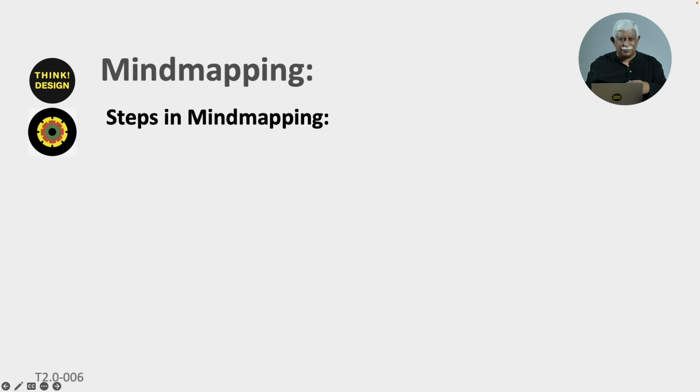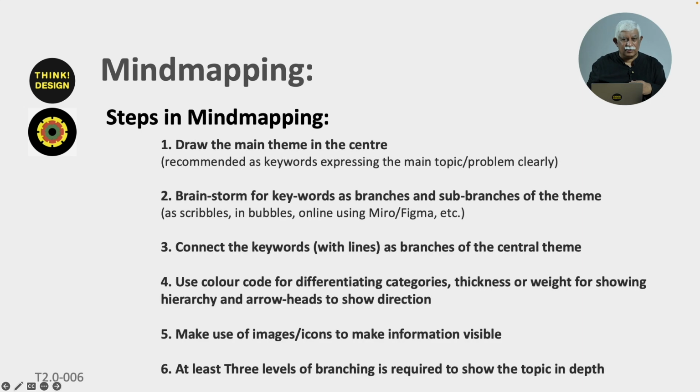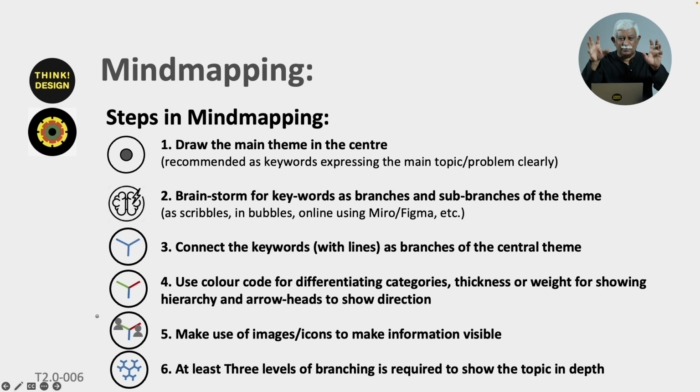Let's look at the steps in mind mapping. Draw the main theme in the center, and then brainstorm for keywords. These words come as branches and sub-branches of the theme. You can write it as scribbles or put bubbles and put the words in them. You can also use online tools like Miro or Figma, very effective to do mind mapping on them. So you connect the keywords like branches of a tree to the central theme.